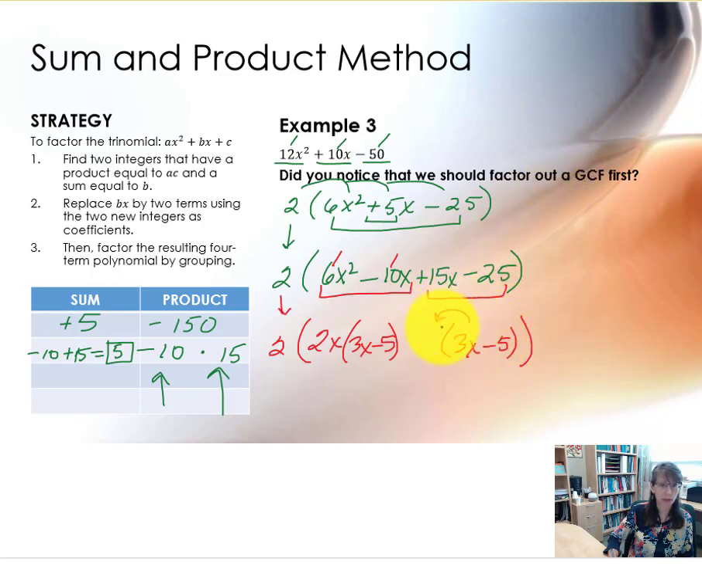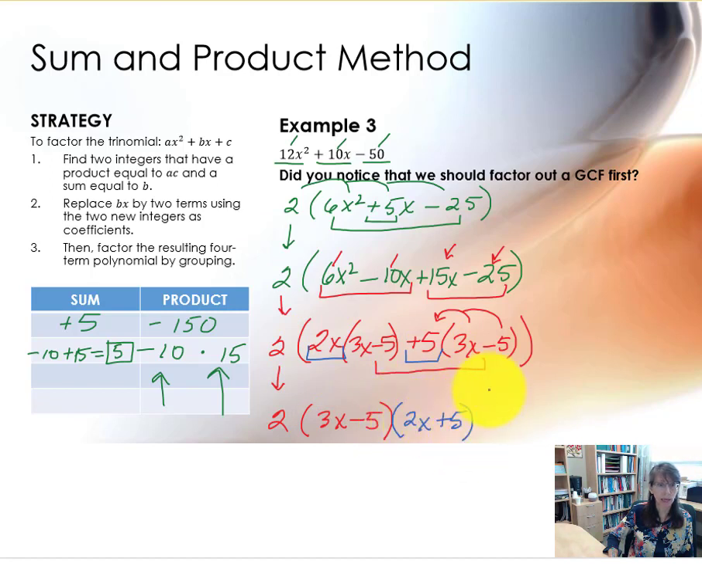So 3x times something needs to match 15x. That would be positive 5. And make sure that negative 5 times positive 5 does match negative 25. So what we have here is the original 2 for common factor, our new greatest common factor of quantity 3x minus 5, and then that is going to be joined with 2x plus 5. So quantity 2x plus 5. And now we have our completely factored answer.